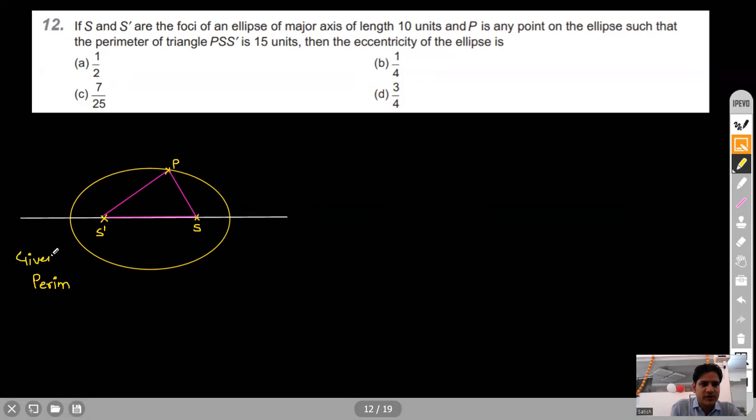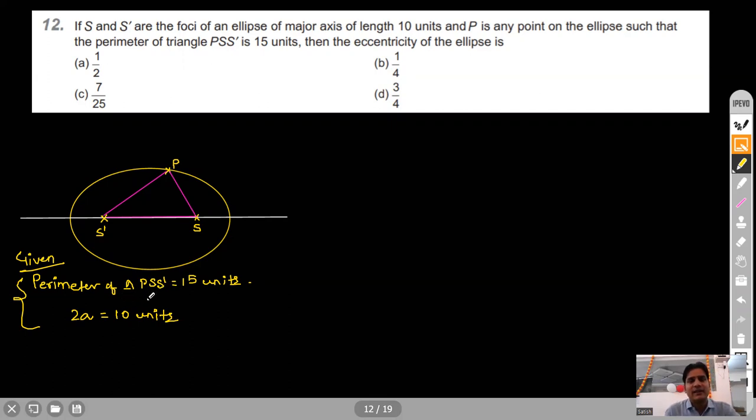So let me write what is the given information in the question. The perimeter of triangle PSS dash is given to be 15 units. This one information is given, and the length of major axis is also known to us. So this length of major axis is 2A, and that is 10 units. So these two pieces of information we are provided with, and we have to find the eccentricity of the ellipse.